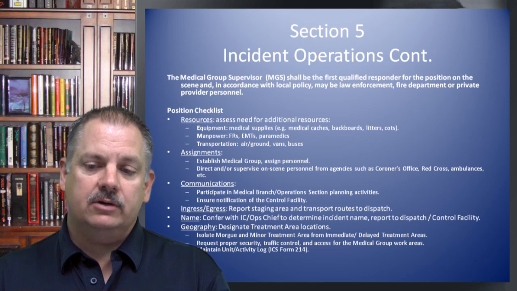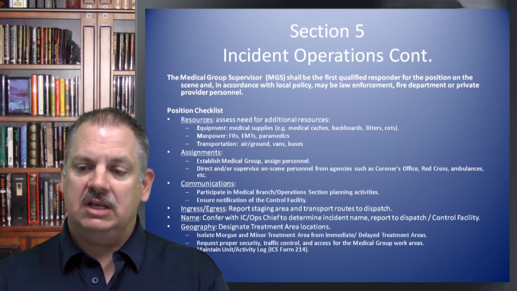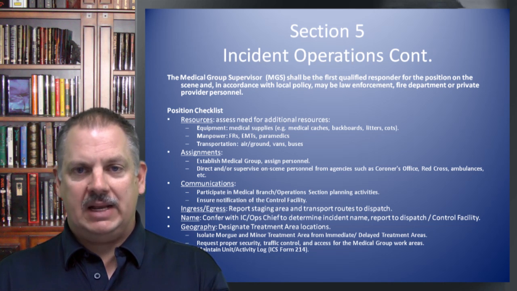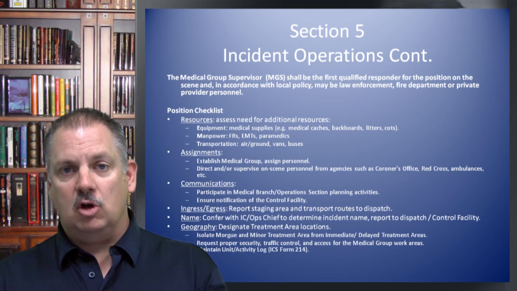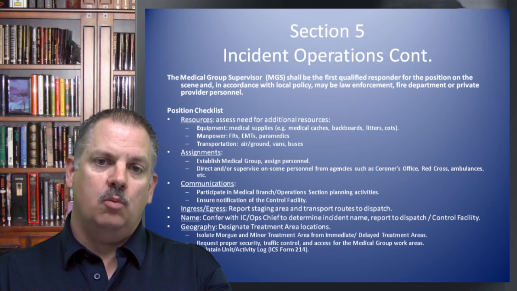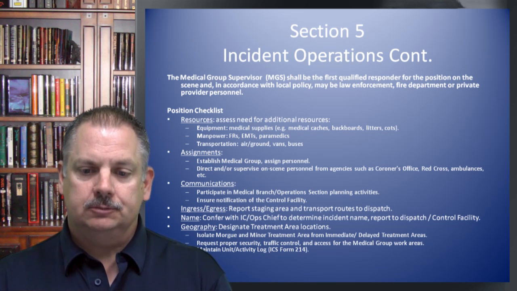The treatment unit leader is responsible for all 3 treatment areas, the minor, the delayed, and the immediate treatment areas. But their function is really kind of dependent on the size and scope of the incident. You may not need to have all 3 treatment areas opened up, depending on the size of your incident. You may only need to have 1 or 2.